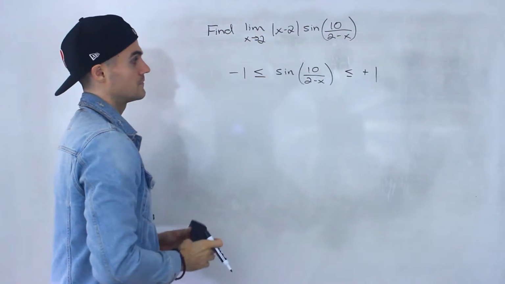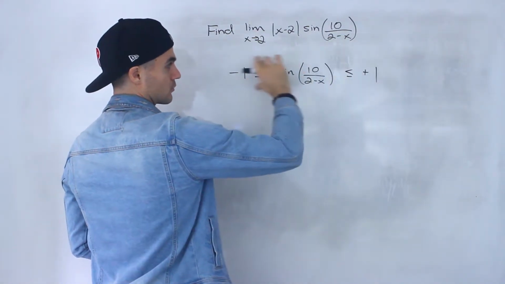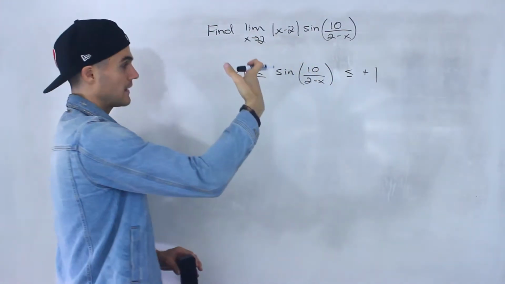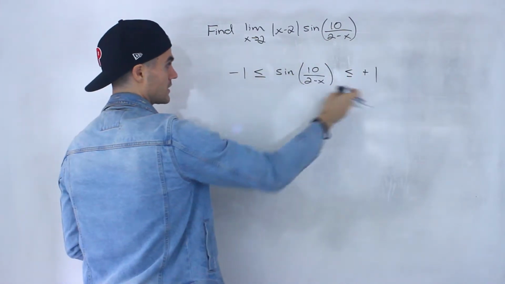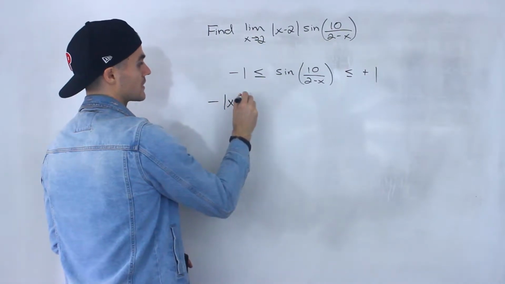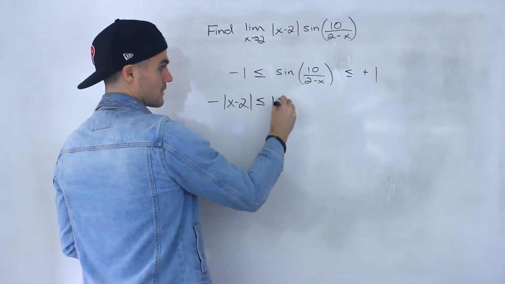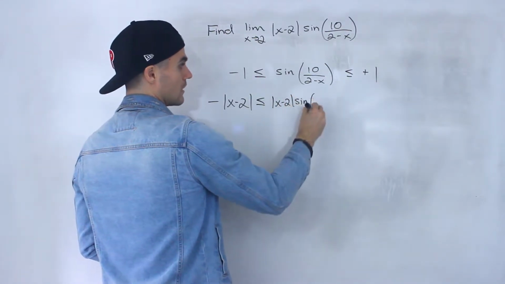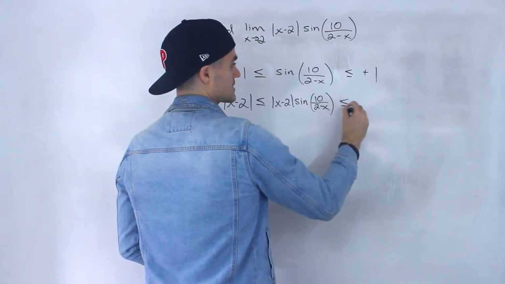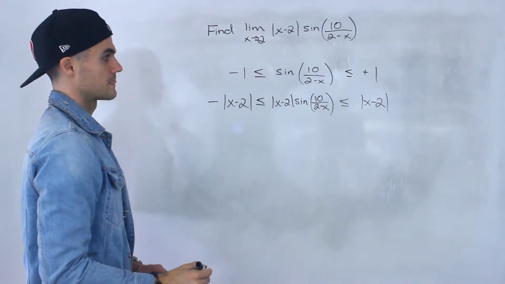and +1. And so we took this part and wrote this inequality out, and what we can do now is bring in this absolute value of x minus 2, and multiply it here, here, and here. So what we would end up with is negative absolute value of x minus 2 less than or equal to the absolute value of x minus 2 times sine of 10 over 2 minus x, which is less than or equal to the absolute value of x minus 2, like that.